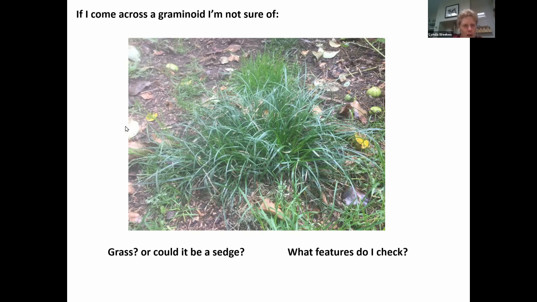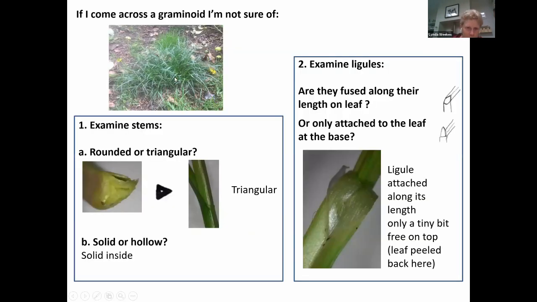So number one, let's examine the stems. I picked a bit of this and I just split it with my nail really, transverse section, and look, you can see that it's got a triangular stem. And is it solid or hollow? It's solid, okay? So that points towards a sedge.